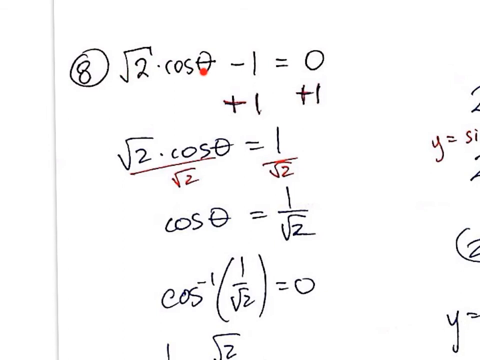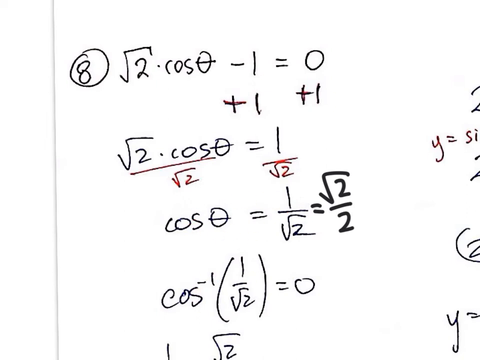Alright, so here we got a little bit of algebra. We got root 2 cos theta minus 1 equals 0. So use our algebra skills. We're going to add 1 to both sides, and we're going to divide both sides by root 2. 1 over root 2, and that's the same thing as root 2 over 2. So the idea is to get the trig function all by itself first, and then use your unit circle skills.